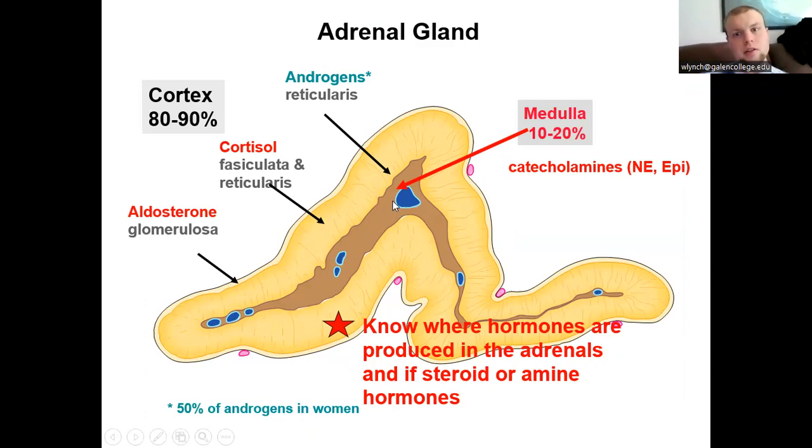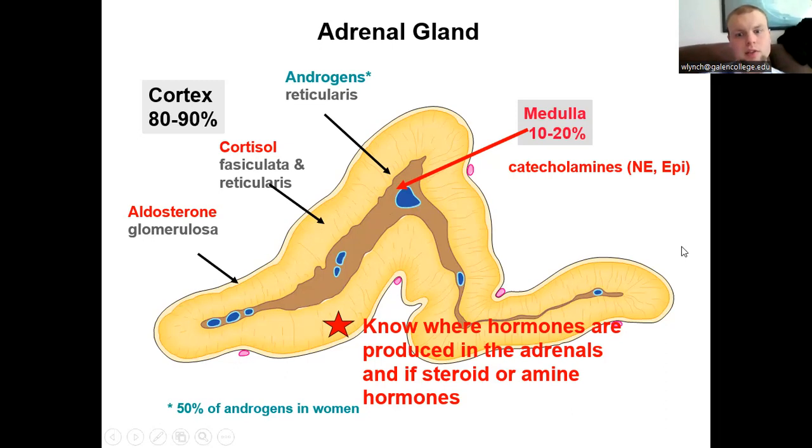The medulla is the inner 10 to 20% of the mass of the adrenal gland. This is where we have the catecholamines produced, norepinephrine and epinephrine, right? In women, we do not have testes, so we do not have large testosterone production in women from a reproductive organ. So that means that 50% of androgens that are made in women are going to come from the reticularis of the adrenal cortex.